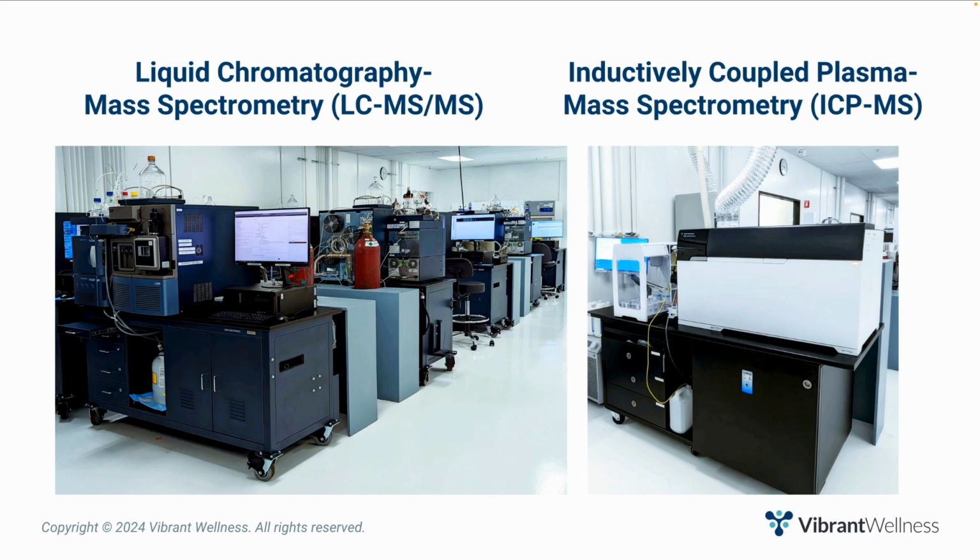Vibrant's whole blood nutrient profile uses multiple methodologies, including the gold standard ICP-MS for metals and minerals and LC-MS for quantitative detection of most other micronutrient markers. These methodologies are powerful analytical techniques that combine the separating power of inductively coupled plasma and liquid chromatography with the highly sensitive and selective mass analysis capability of quadrupole mass spectrometry.